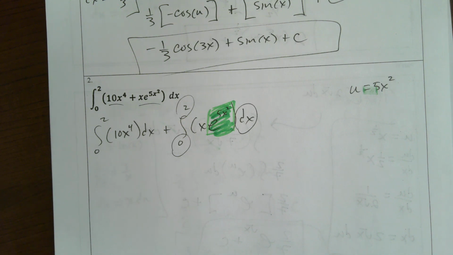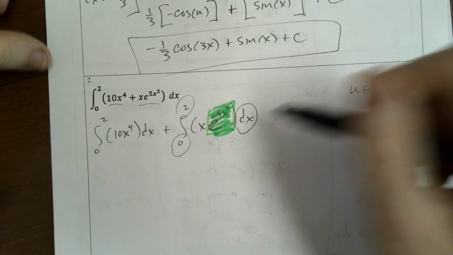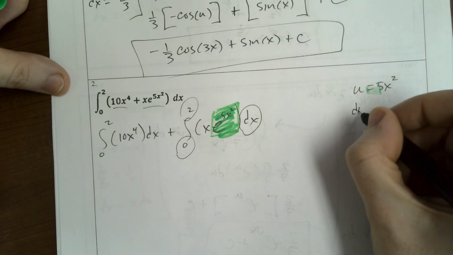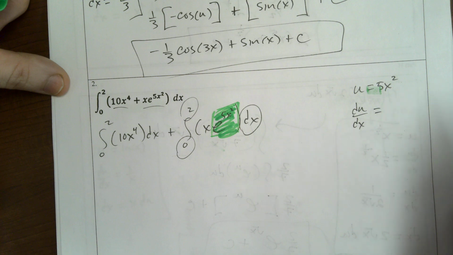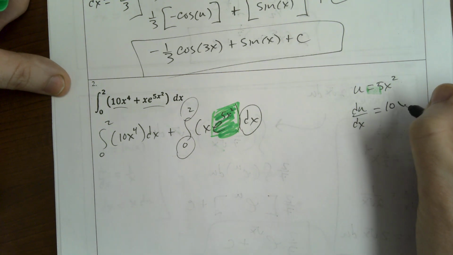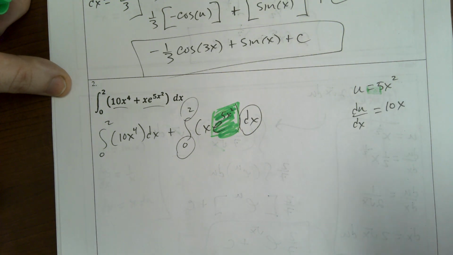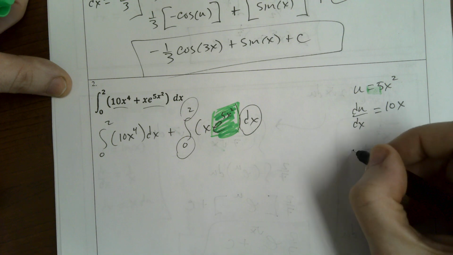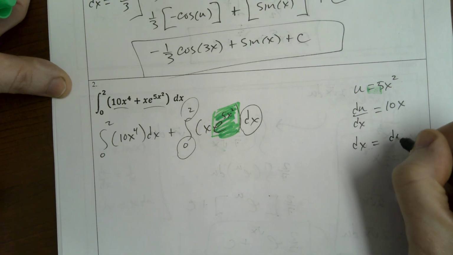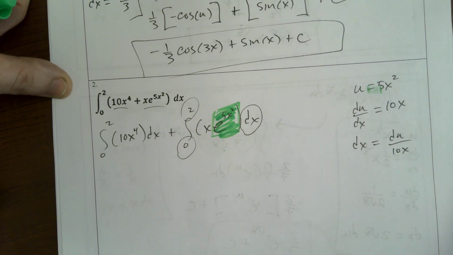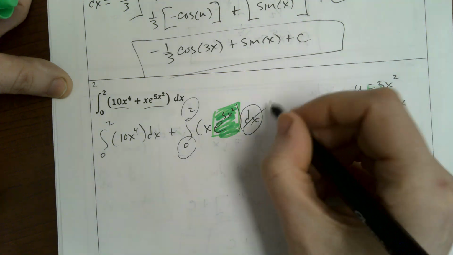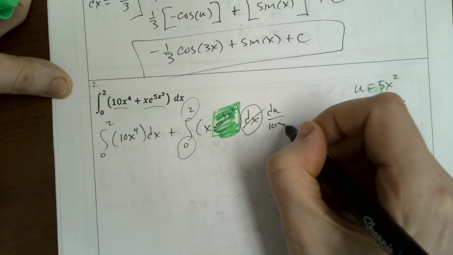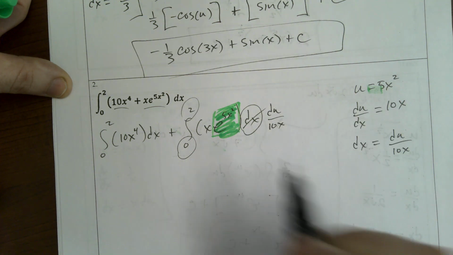If it is a definite integral, you've got to change the endpoints. All right, but before I do any of that, let me take the derivative. So du/dx equals 10x. Now we'll solve for dx: du over 10x. So that dx is going to be du over 10x.